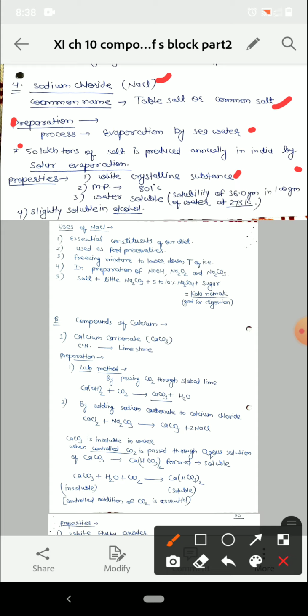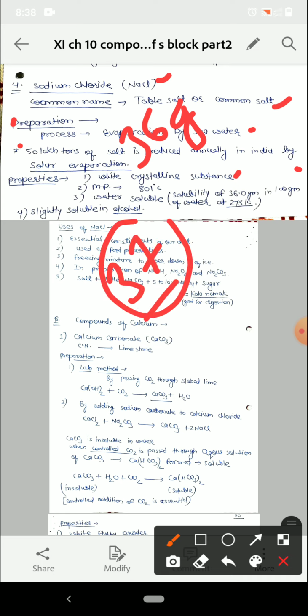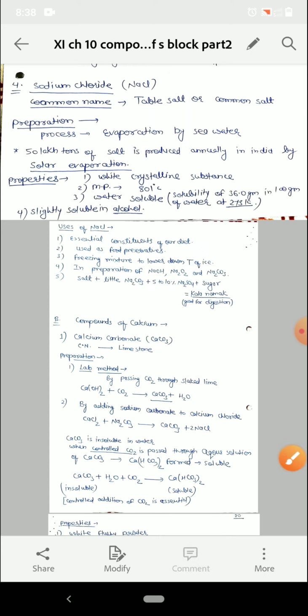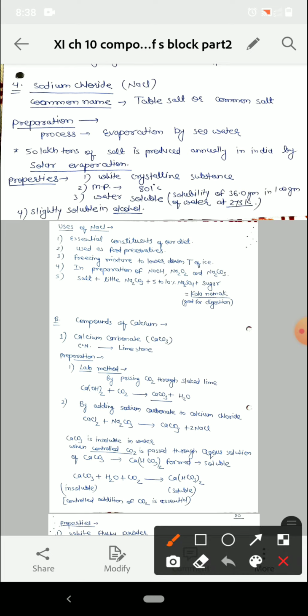It means in 100 gram water, at 273 Kelvin, you can dissolve 36 gram NaCl. After that, if you try to dissolve 37 gram, it will not dissolve at 273 Kelvin. For dissolving it, you have to increase the temperature. So it is the basic thing about that. It is slightly soluble in alcohol.